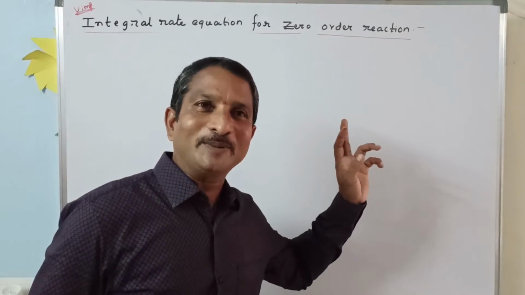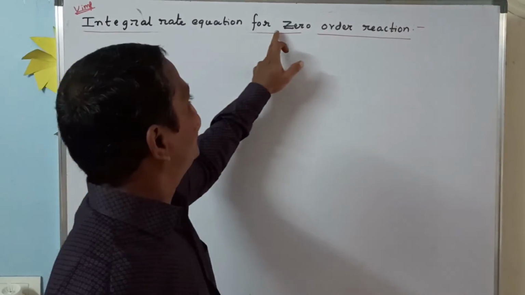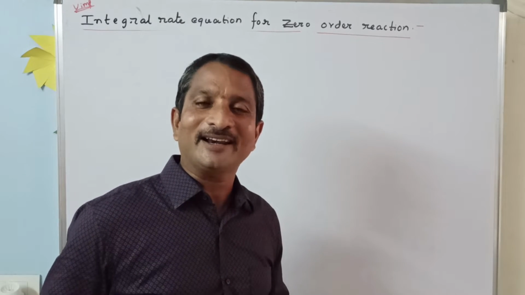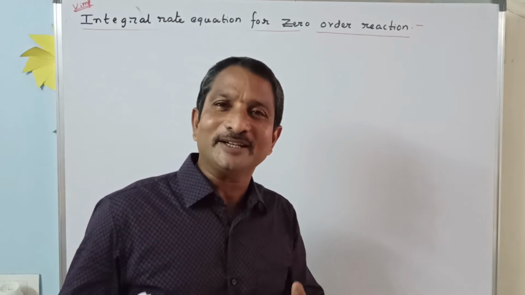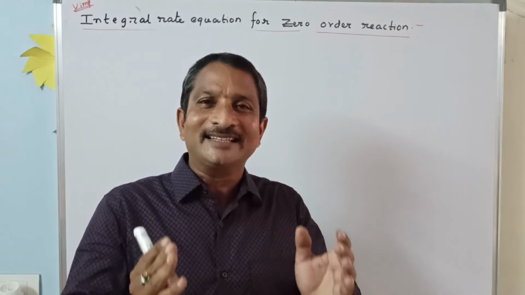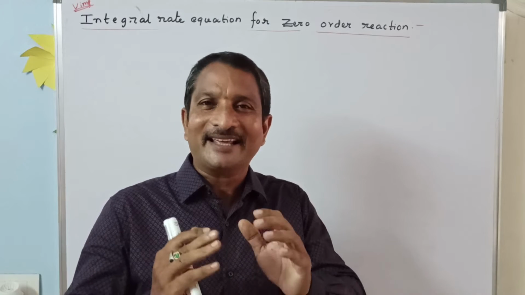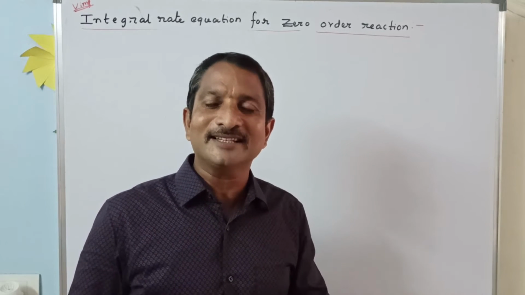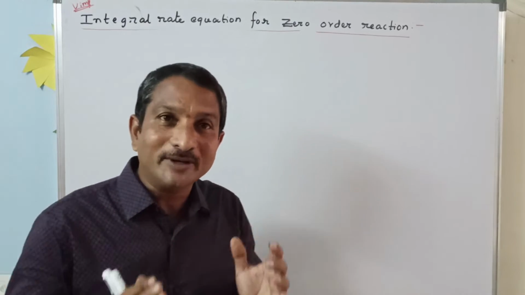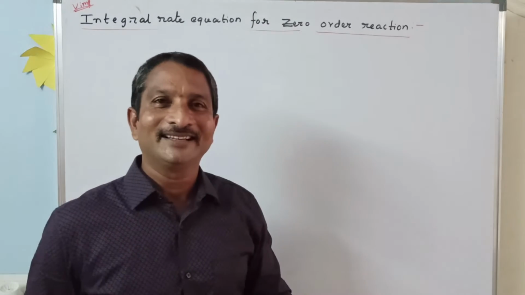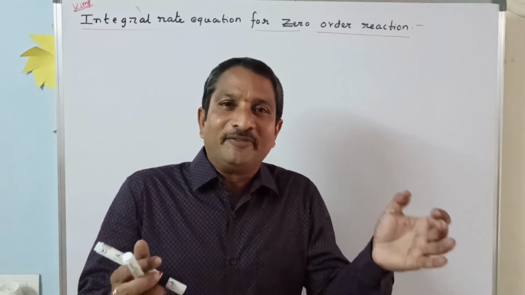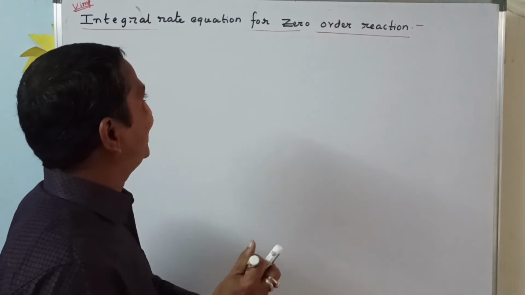Now I am going to explain the integral rate equation for zero order reaction. Why should we derive the integral rate equation for zero order reaction? Differential rate equation only describes the dependence of rate on concentration of reactants in a time interval. That cannot explain the dependence of rate on concentration of reactants at a particular time t. That's why we have to derive the integral rate equation. It can be derived by integrating the differential rate equation. See how I am deriving.